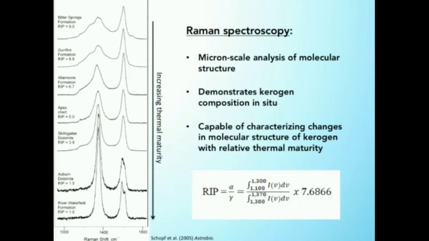And so he uses what's called the RIP value. So we did a little bit of that work in my master's. And it's kind of counterintuitive. Low geochemical maturity is a high RIP value. And this stuff down here is really cooked, almost like graphite.